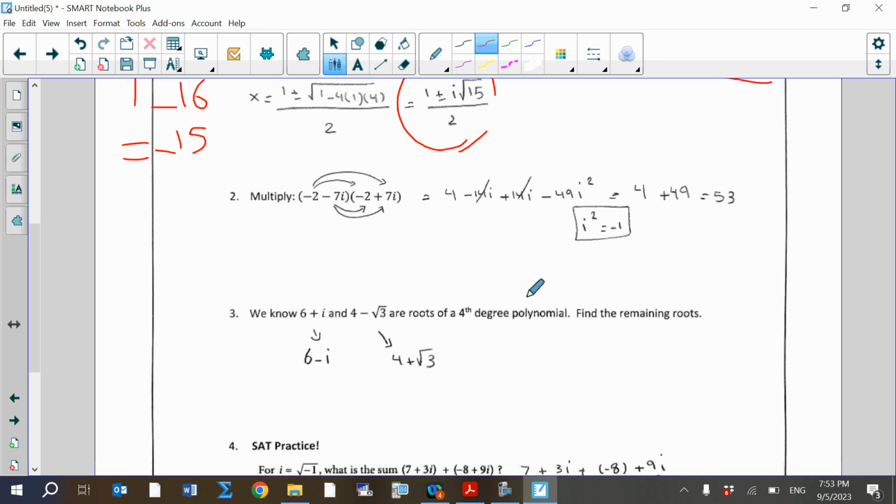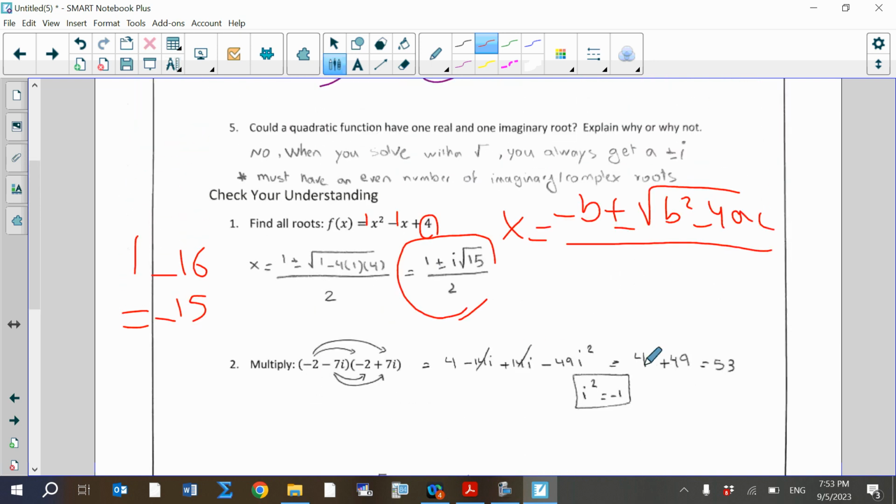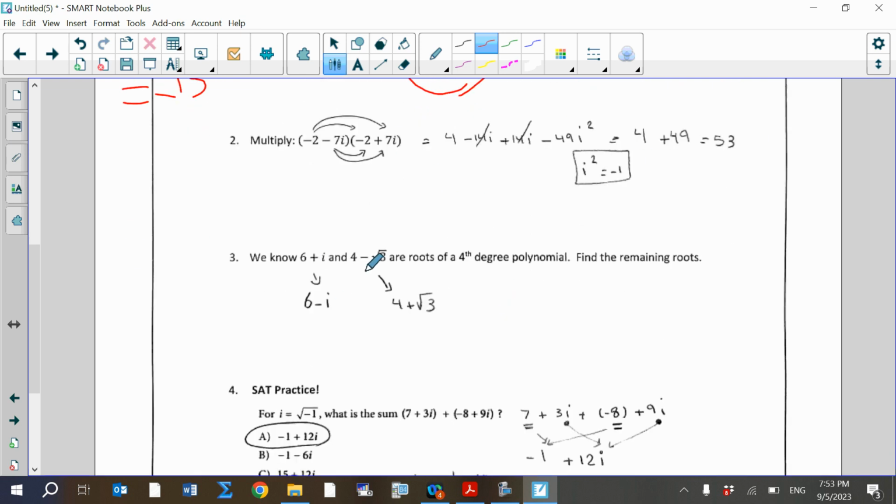Again, conjugate of that, because you see, when you are solving with the quadratic formula, we have negative b plus and minus the square root. So that's why we have a minus here and a plus here. So these are the other 2 roots.